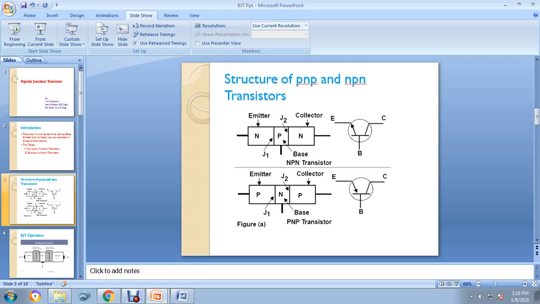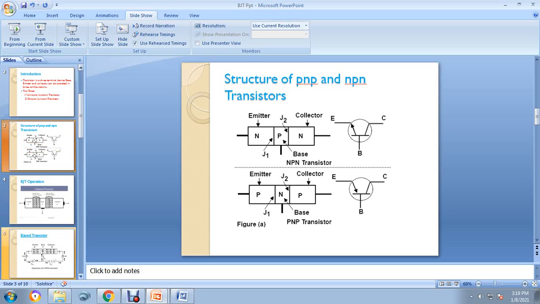So by making the arrow directions proper, you can tell whether you are using a PNP transistor or an NPN transistor. Okay, now let us discuss the operation of the BJT.